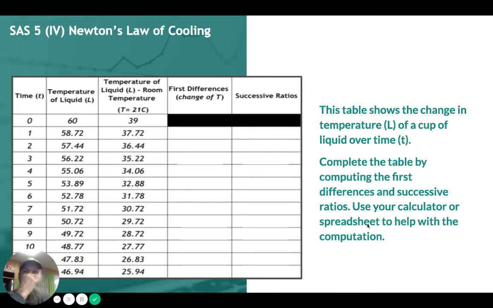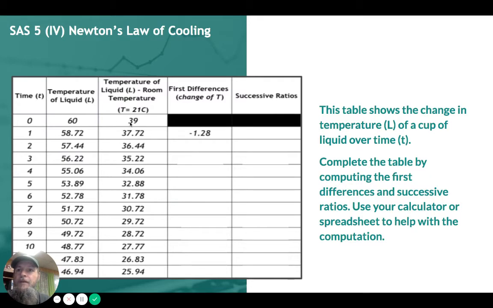All right, so this is a table that shows the change in temperature L of a cup of liquid over time T. We're going to complete this table by computing the first differences and successive ratios. Remember in the last lesson we looked at the successive ratios? So what we're looking at is the comparison of the two differences, and dividing them one after the other to determine things.